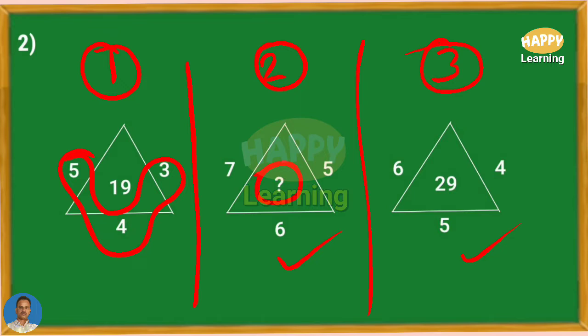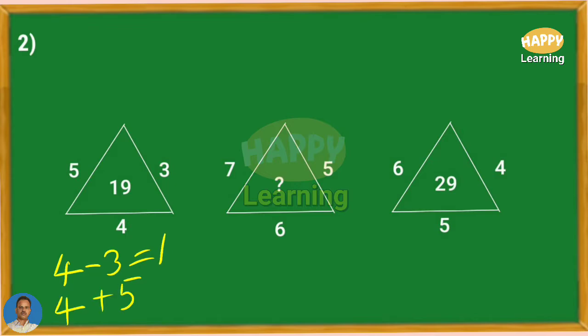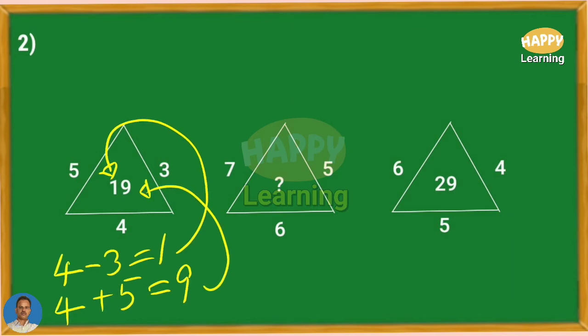Okay, so let us start. Here 4 minus 3 equal to 1, and 4 plus 5 equal to 9. This 1 is the first number, this 9 is the second number. So 4 minus 3 equal to 1, 4 plus 5 is equal to 9. So we get 19. Let us check whether this condition is applicable to the third diagram also or not.